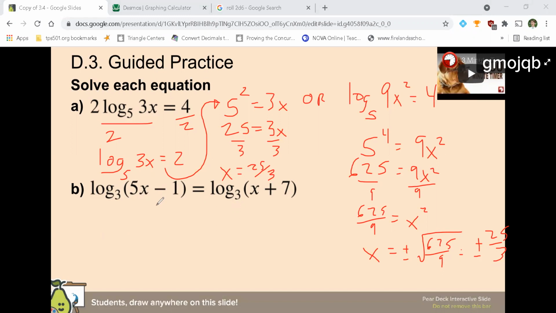That's the one-to-one property. You have a log on both sides, one log equal to another log, so they can cancel out. I didn't know the name. Well, that's okay. Names are unimportant.